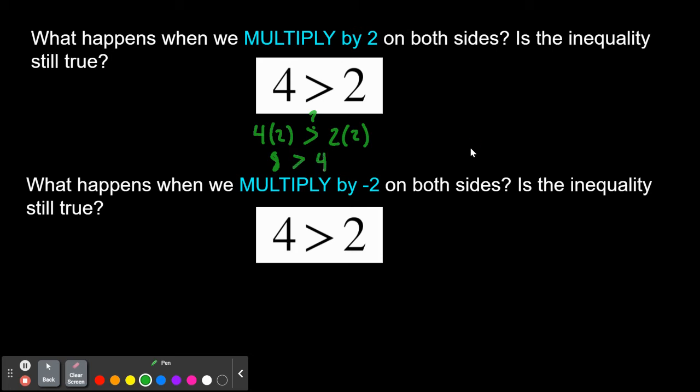And 2 times 2 is 4. And look at that, 8 is greater than 4. That works out. We can multiply both sides by 2 and get a true inequality.